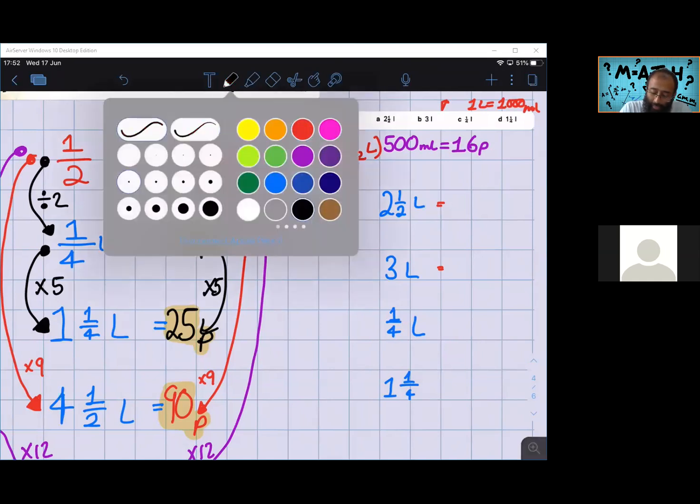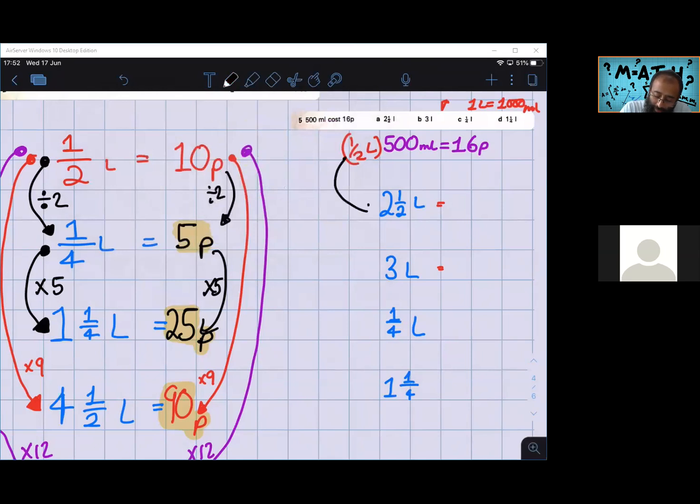Okay, let's get started, Mr. Ayan. Right, so how do I change half a liter into 2.5 liters? The half goes into the 2.5. So you do, how many times? Half, 1, 1.5, 2, 2.5. How many times? Five. So what do you times by? 5. And what do you times the other side by? 5. Beautiful. So 6 times by 5 is 30. Is that right? Yes. Okay, beautiful.